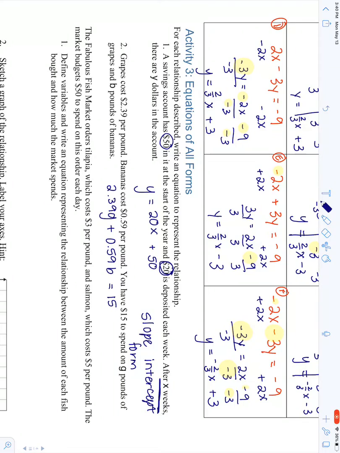Okay, so a lot of times when we have a constraint on our money, we can use this to help us figure out our variables. How much can we buy of this? How much can we buy of this? What are our options? And we're going to look at how a fish market does this too. So the Fabulous Fish Market orders tilapia, which costs $3 per pound, and salmon, which costs $5 per pound. The market budgets $50 to spend on this order each day. Define variables and write an equation represented by the relationship between the amount of each fish bought and how much the market spends.